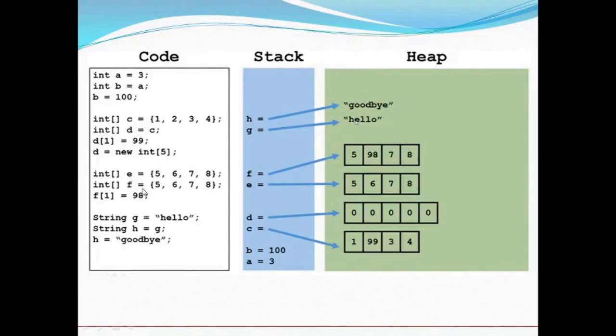Then integer array f is again declared with the same kind of values 5, 6, 7, 8, but this is done to make a clear distinction that if the values are the same in the array, that doesn't mean that the references are the same. Okay, so E and F are holding different references for 5, 6, 7, 8, two different arrays. Now if I do F[1] is equal to 98, that means the array that is pointed to by F will change its second element to 98, as shown here.